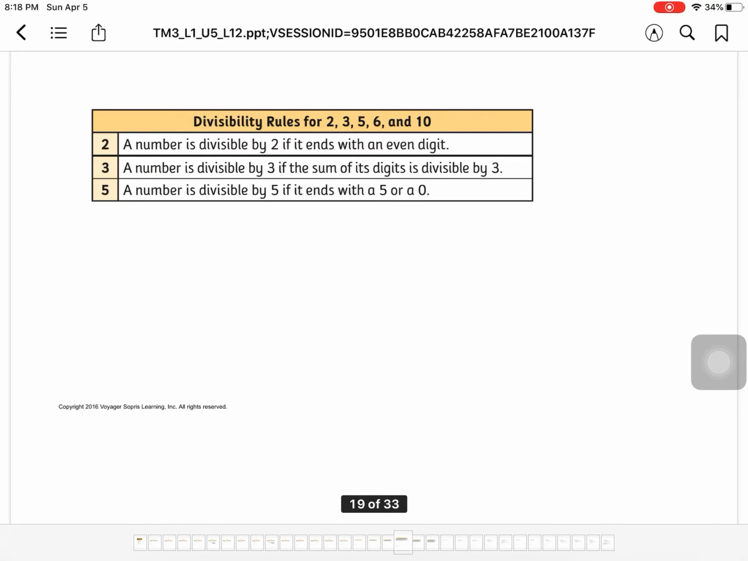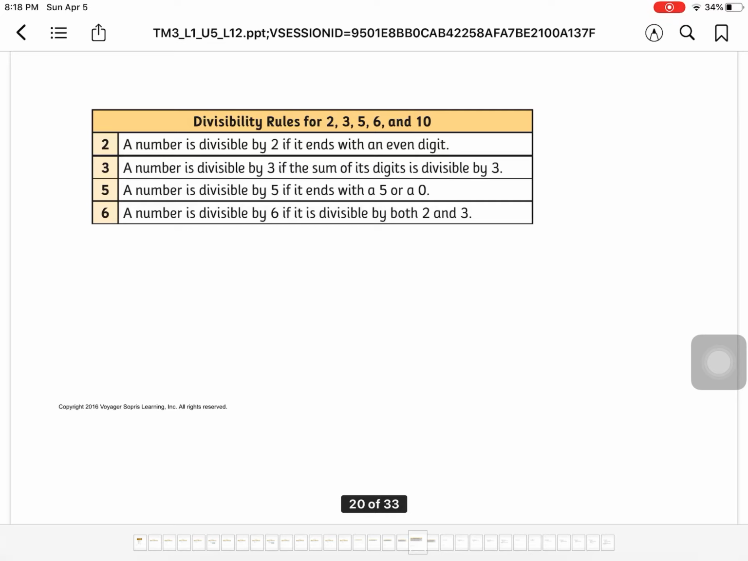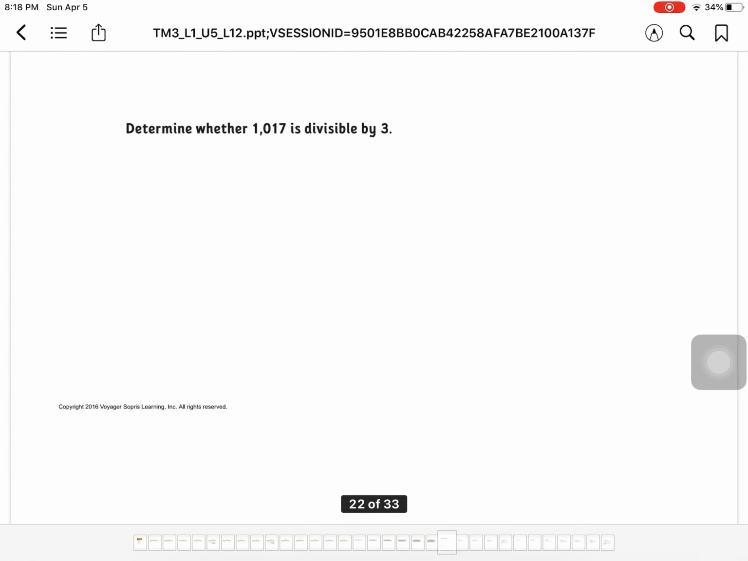A number is divisible by 5 if it ends in a 5 or a 0. So remember when we're counting 5, 10, 15, 20, they all end in either 5 or 0, okay? A number is divisible by 6 if the rule for 2 and 3 both work for it. And a number is divisible by 10 if it ends with a 0. So counting by 10, 20, 30, 40, those are all divisible by 10.